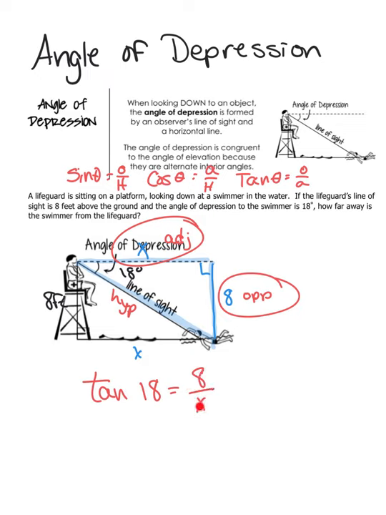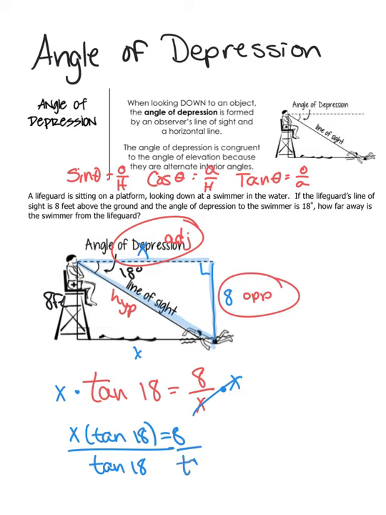When I have the variable in my denominator, it creates a two-step problem. To get the variable out of my denominator, I have to multiply by the denominator. To get anything out of a denominator, I always have to multiply by the denominator. So I have x times the tangent of 18 is equal to 8. Divide by the tangent of 18. What I do to one side, I do to the other. So I get x is equal to 24.6 feet. Remember when you do these to make sure you are in degree mode. If you are not in degree mode, you will get the incorrect answer.